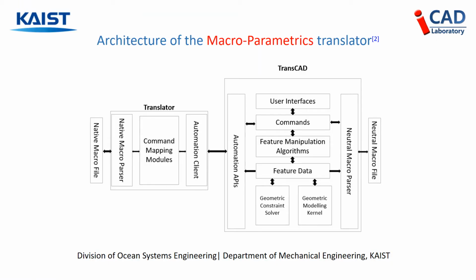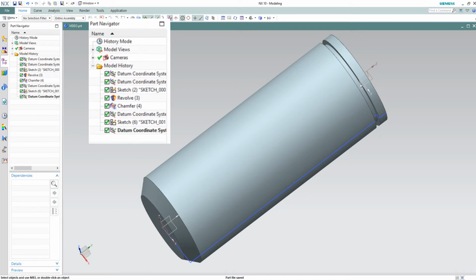Diagram shows architecture of a macro-parametric translator. Transfer of a CAD file using this translator is shown as follows. We can see that the model has design history, which was unavailable in previous models using STEP and IGES formats.